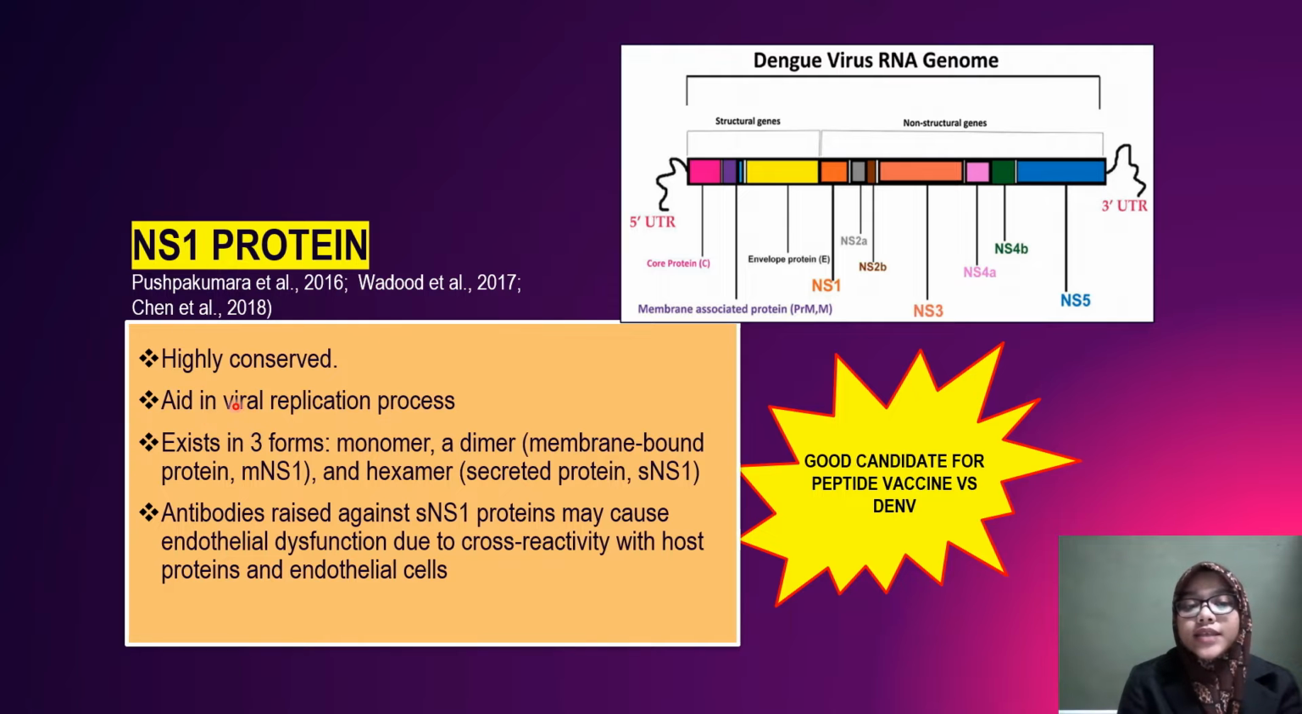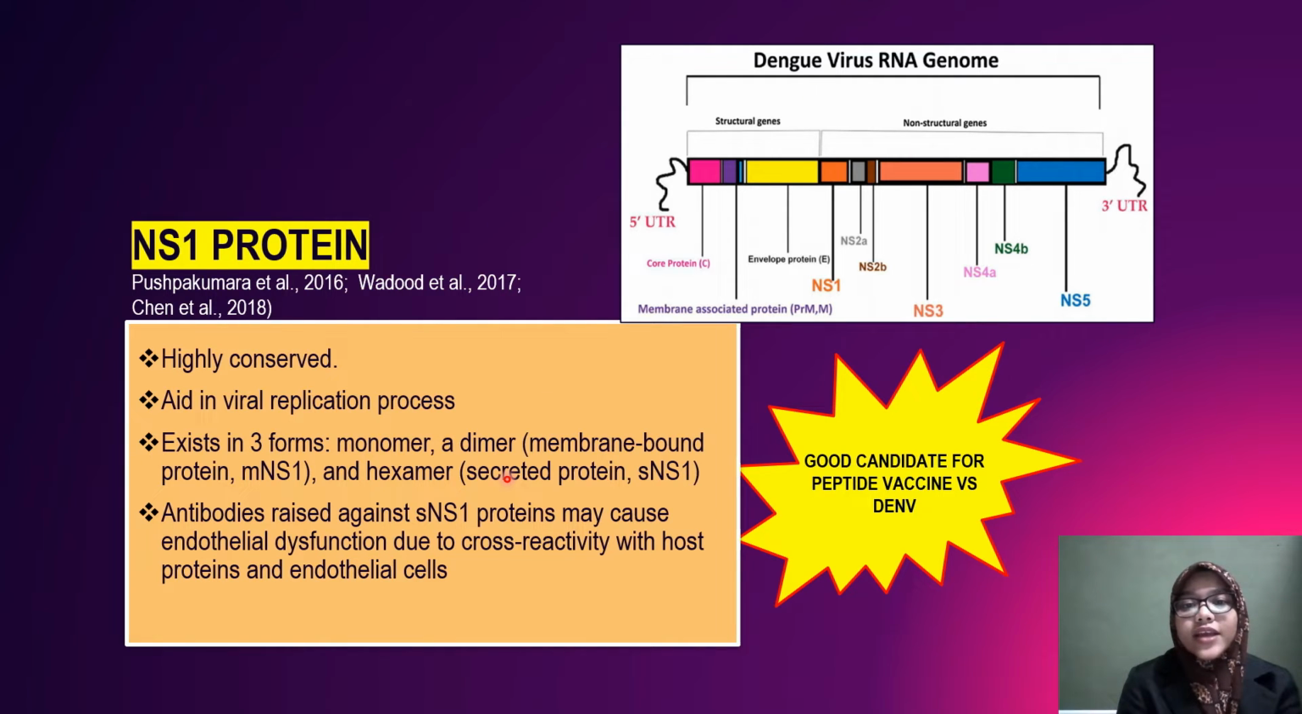As this protein is highly conserved among the dengue viruses, this protein could be a good candidate to create a peptide vaccine against dengue virus. Antibodies raised against secreted NS1 proteins may cause endothelial dysfunction due to cross-reactivity with host proteins and endothelial cells, as mentioned by Chen et al. In their research article, immunizing animals with the full length NS1 protein, especially from a particular dengue virus serotype, may encourage the antibodies to cross-react with the host proteins, resulting in deleterious consequences both in vitro and in mice.